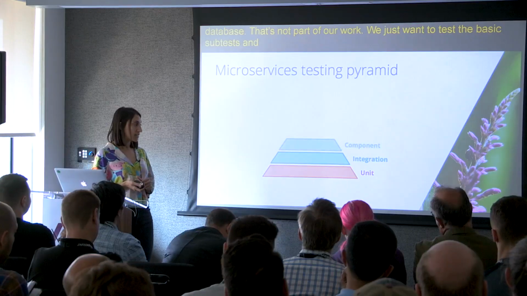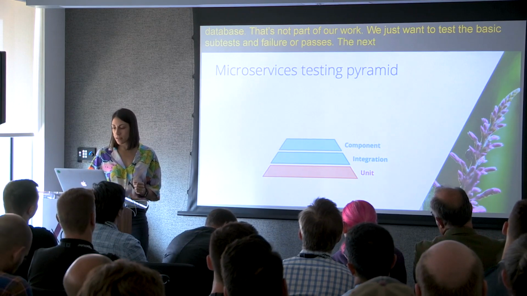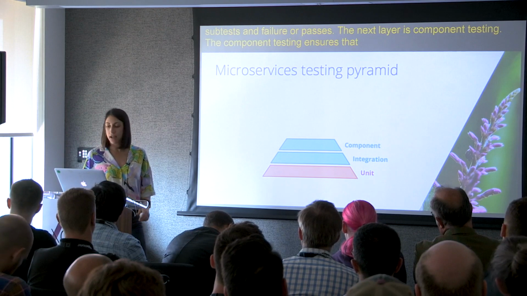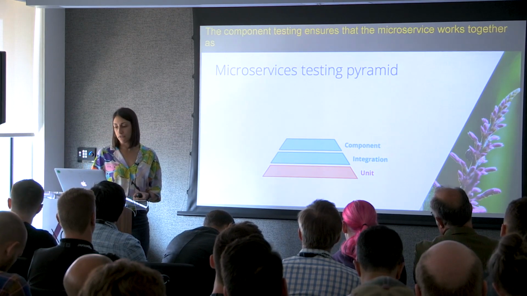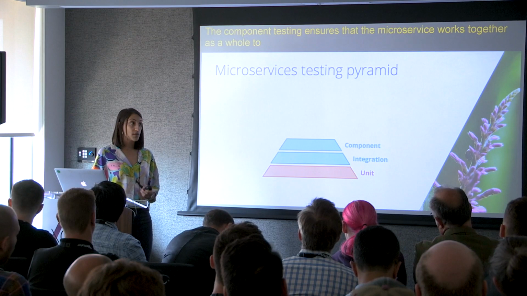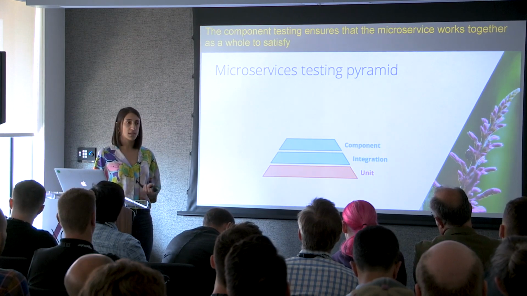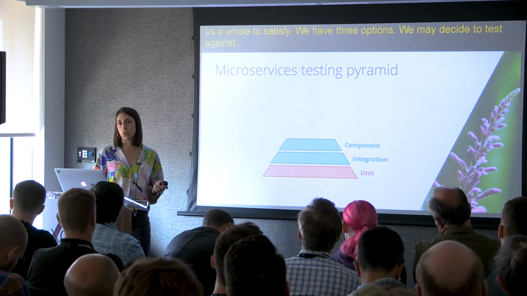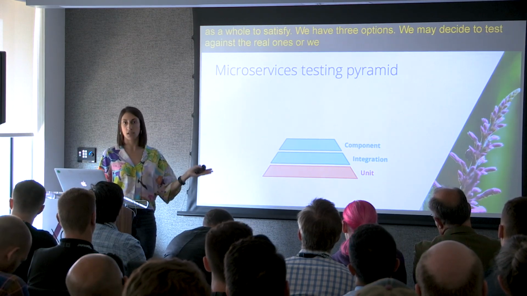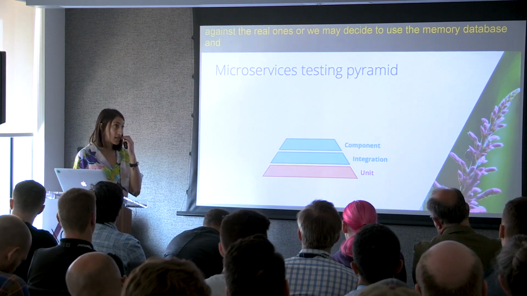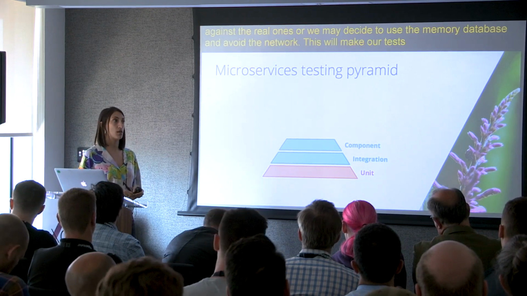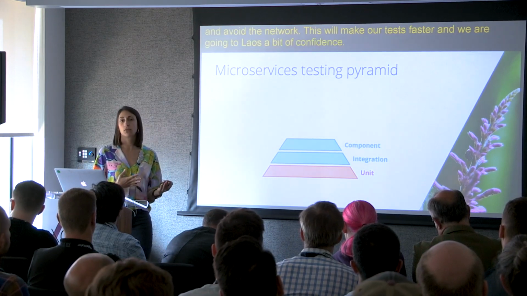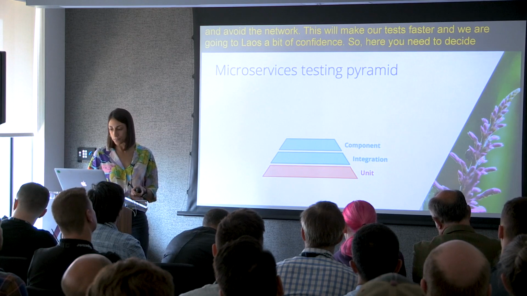So the next layer is component testing, and the component testing ensures that the microservice works together as a whole to satisfy business requirements. So here we have a few options. We may decide to test against the real database and make real HTTP calls, or we may decide to use an in-memory database and avoid the network. This is going to make our test faster and less brittle, but we are also going to lose a little bit of confidence. So here, you need to decide what works better for your system.